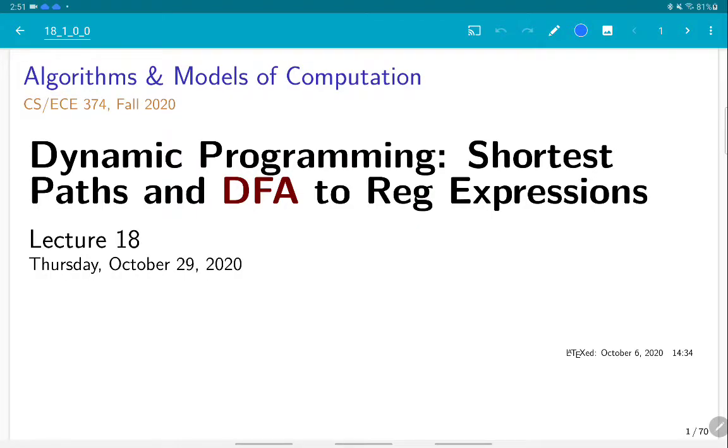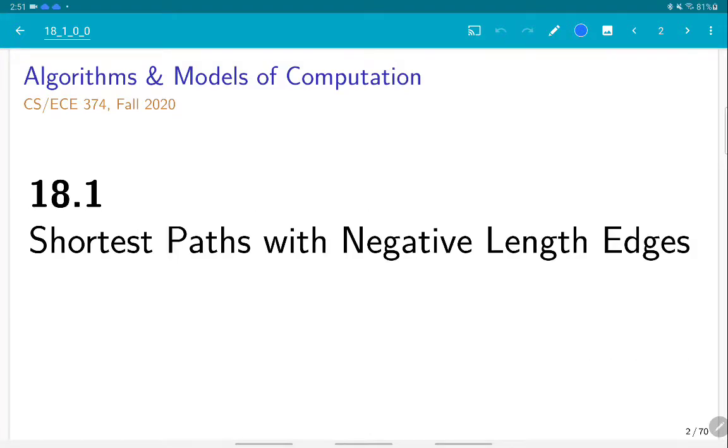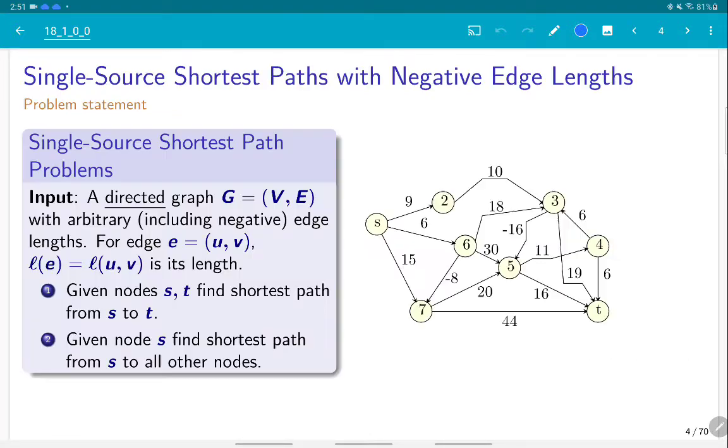Okay, so today we're going to talk about shortest paths when you allow edges to have negative weights. And this seems innocent enough, right? What's the big deal? So let me first, since this is a theory class, formally define the problem and give you a directed graph as usual.